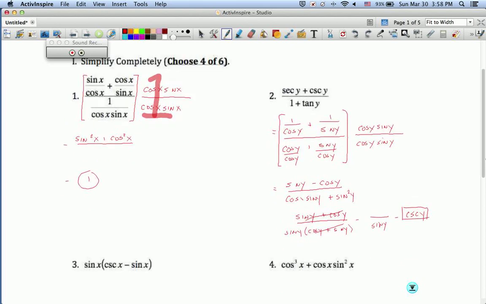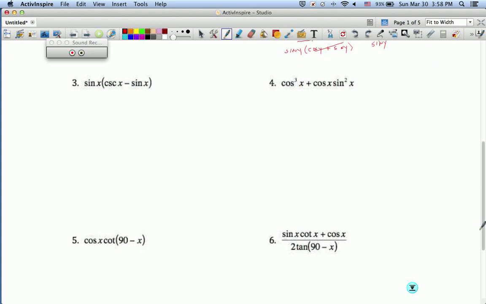Scroll down here, look at 3 and 4. And this number 3 here looks like it's pretty straightforward, right? Cosecant is 1 over sine. So sine times 1 over sine minus sine gives us 1 minus sine squared. And think about that. We have sine squared plus cosine squared equals 1. So if I subtract sine squared, this is simply cosine squared of x.